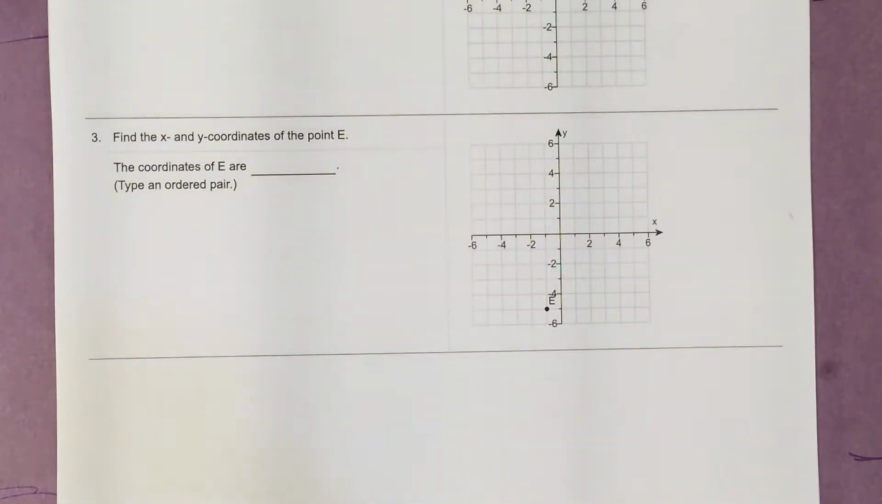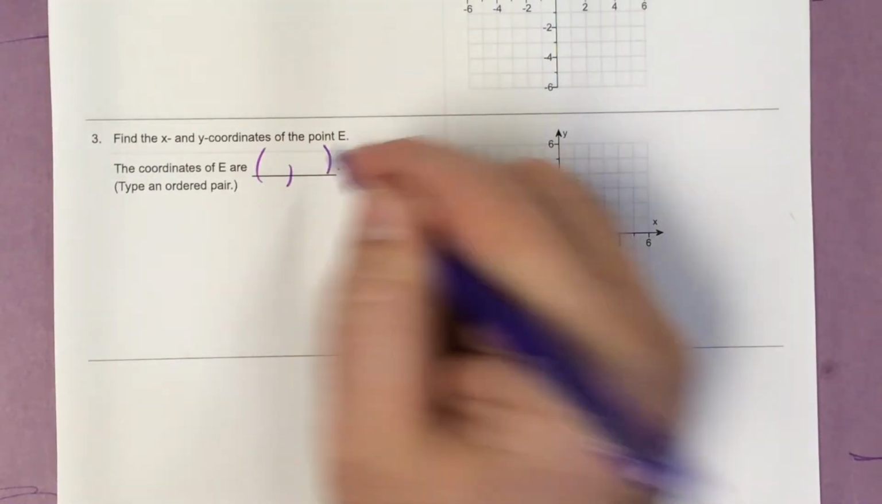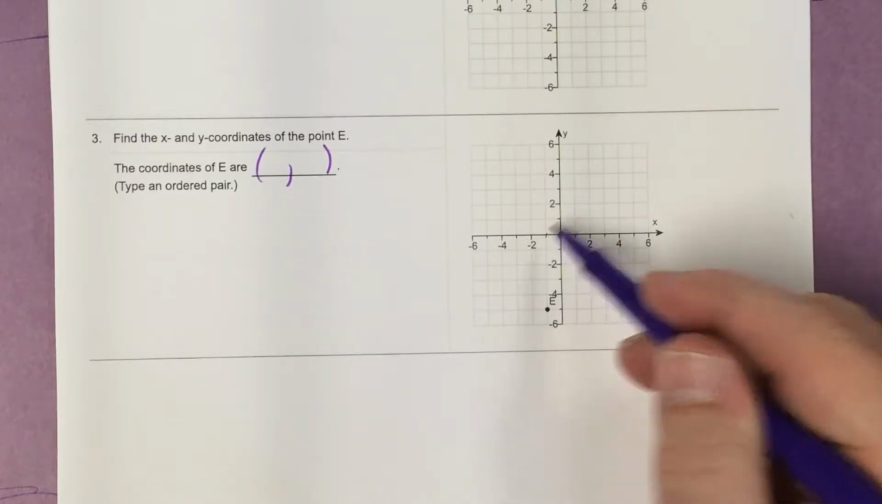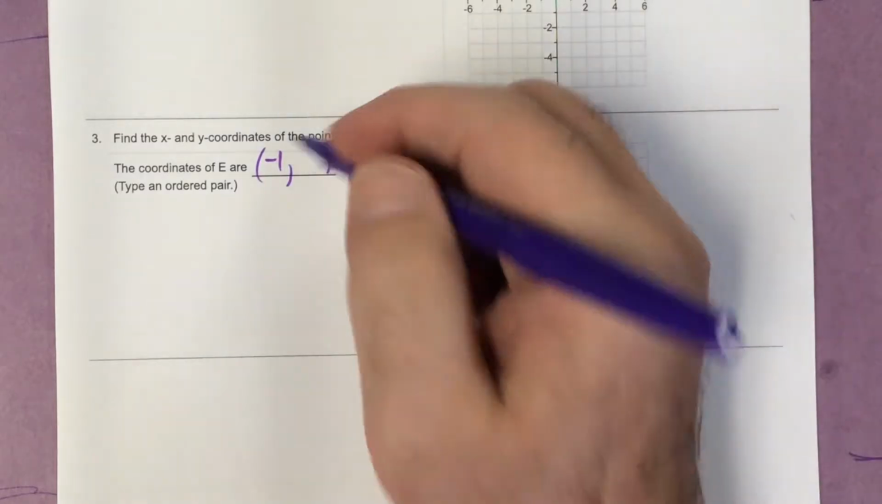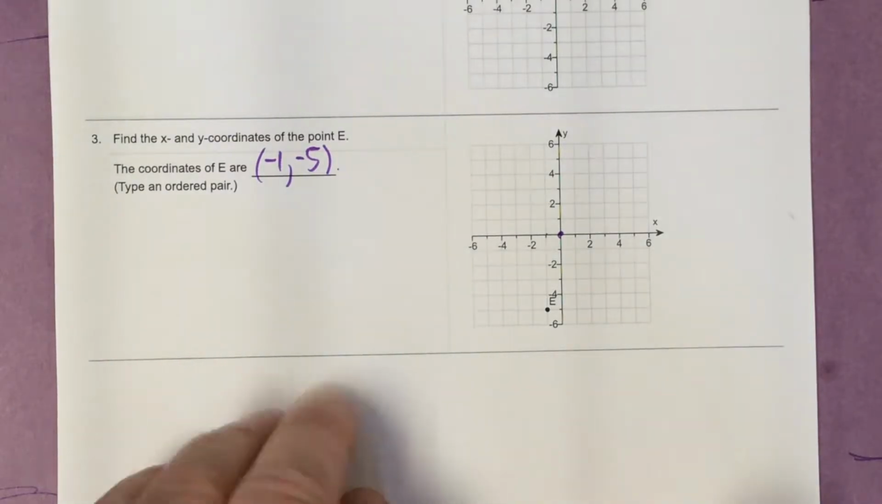I'm going to move this up to question 3 now, and you'll see here we have E, that's over here, so I'm going to write a place to put my coordinates in. From the origin, I start here. I'm going to move to the left 1, and because I'm moving to the left, I put negative 1. But I have to go down 5, so I'm going to write this as negative 5. So my coordinate for point E is (-1, -5).